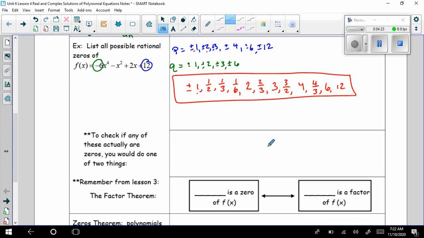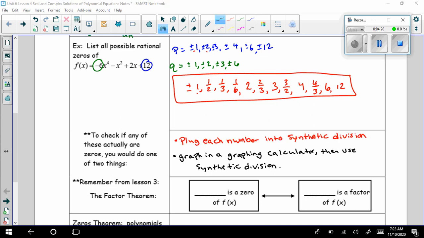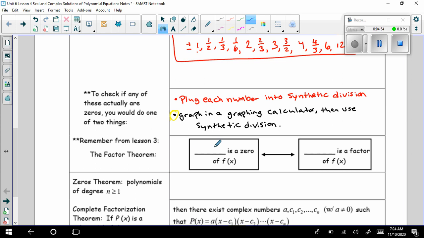So to check if any of these are actually zeros, you're going to do one of two things. Okay, you can sit here and plug each number into synthetic division until you get a zero remainder, and that tells you it's a zero. Or you can graph it in a graphing calculator, find a zero, and then use synthetic division to reduce your polynomial down to a quadratic. That's the way I would recommend doing it. Remember from Lesson 3 that if c is a zero, then x minus c is a factor of your function.